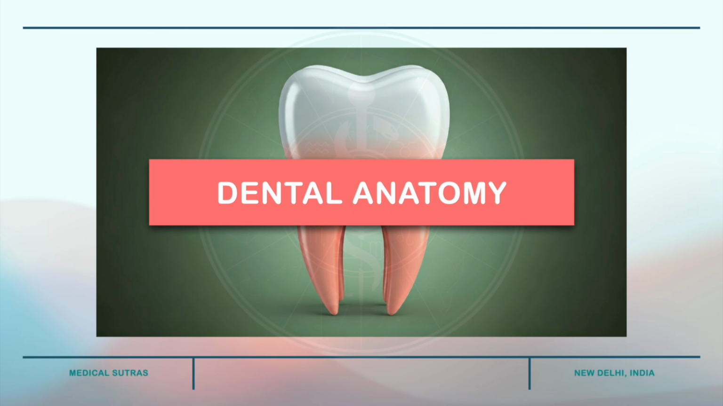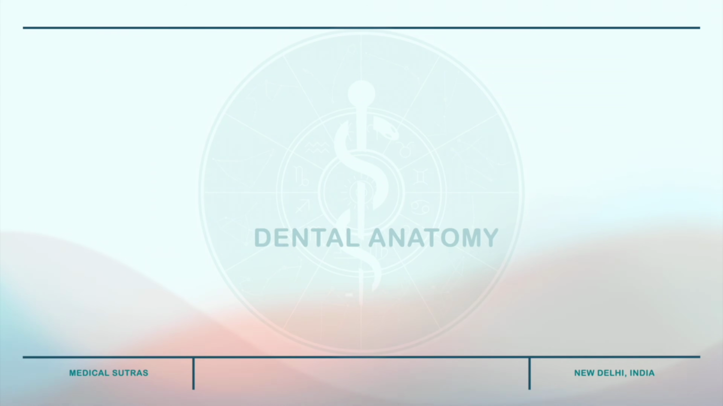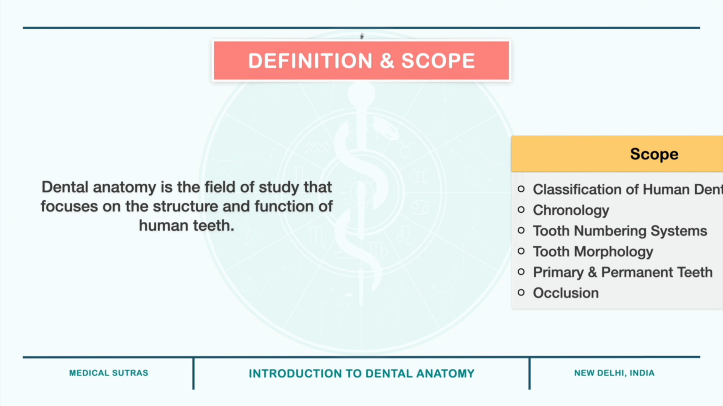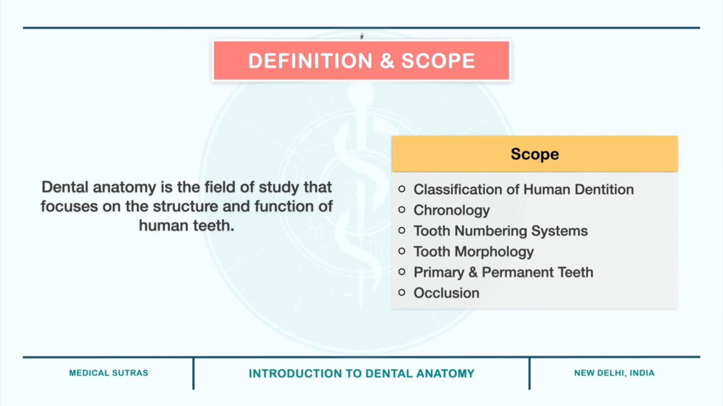So starting with, what is dental anatomy? Dental anatomy can be defined as a field of study that focuses on the structure and function of human teeth. It covers topics such as classification of human dentition, chronology, tooth numbering systems, understanding tooth morphology, study of individual primary and permanent teeth, and occlusion.